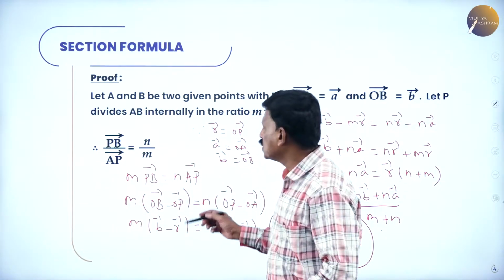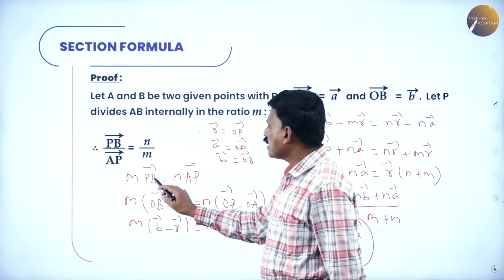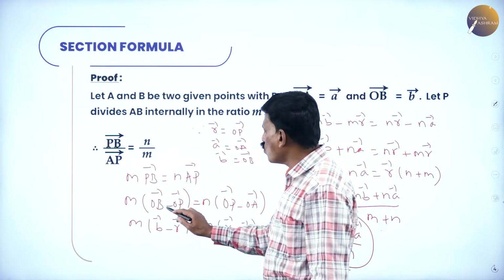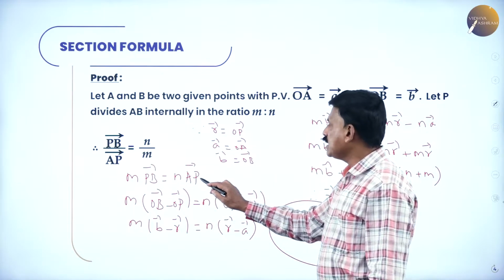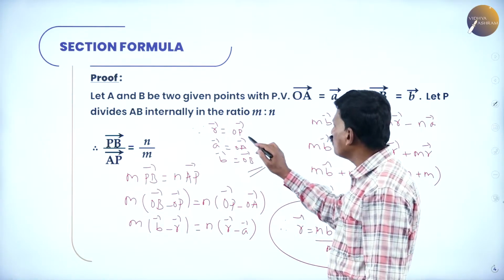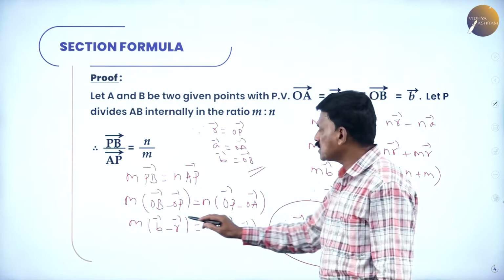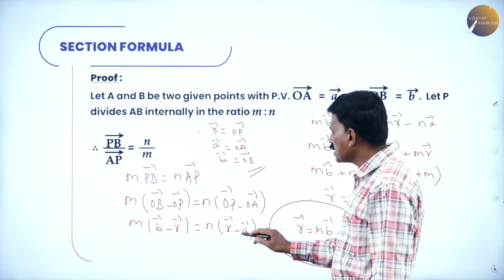Cross multiply it: m into vector PB is equal to n into vector AP. PB can be written as OB minus OP, second vector minus first vector, and similarly AP can be written as OP minus OA. Since we know the values of OP, OA and OB vectors, substitute here: m into vector B minus R is equal to n into vector R minus A.